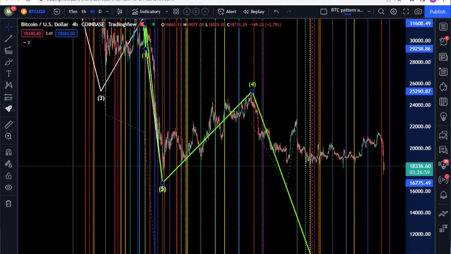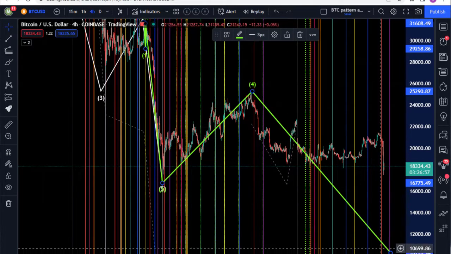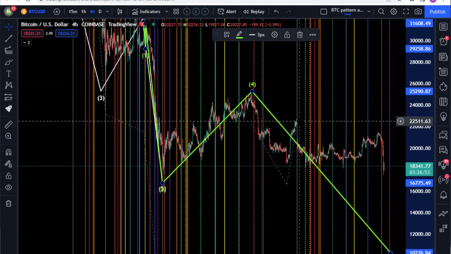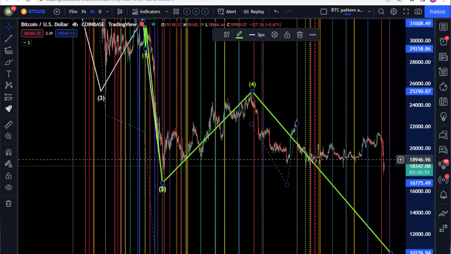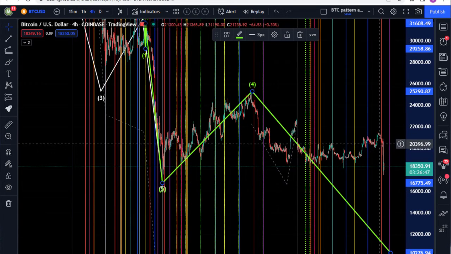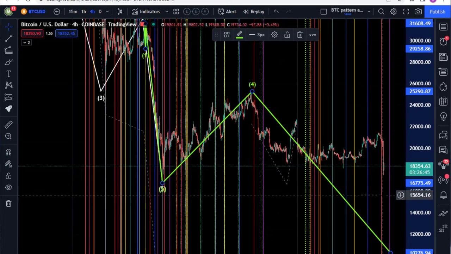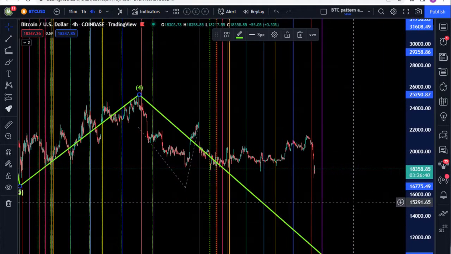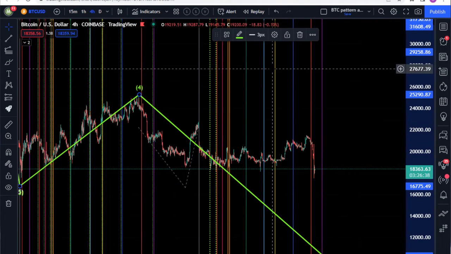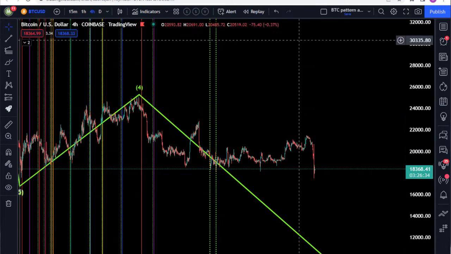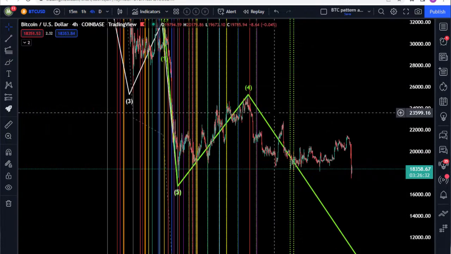My wave 5 started over here, a 1, a 2, and this is a 1 and a 2 again for a third wave. We are in the third wave of the third, and once this is complete, we're going to have a bigger fourth wave and a fifth wave down. Now if I just get rid of these Fibonacci time, okay, now here.